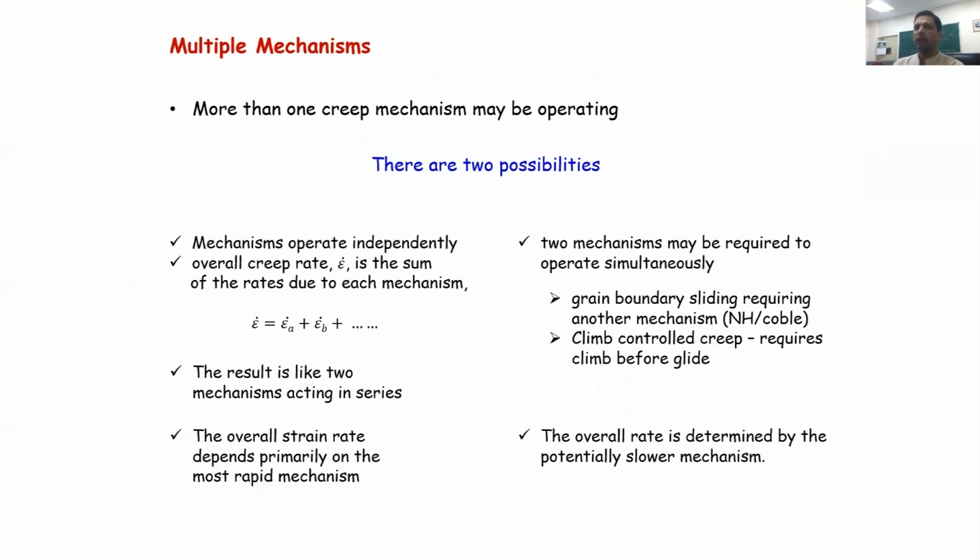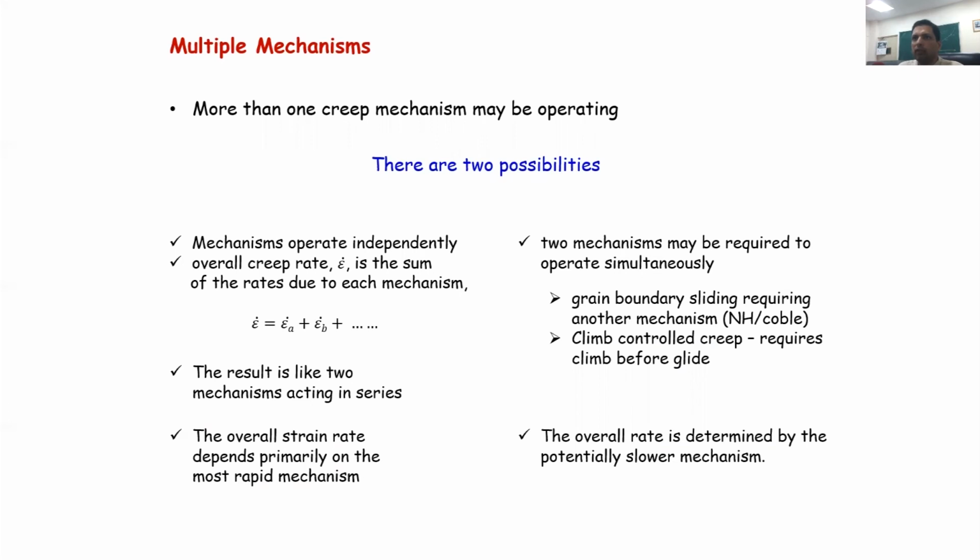So those were the independent mechanisms, but of course we can also have multiple mechanisms, when more than one creep mechanism may be operating. And there are two possibilities. Sometimes the mechanisms may be operating independently. So the overall creep rate is the sum of the creep rate due to each mechanism. The result is like two mechanisms acting in series. The overall strain rate depends primarily on the most rapid mechanism.